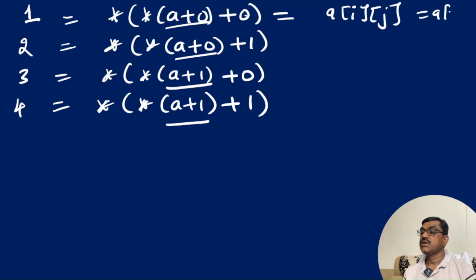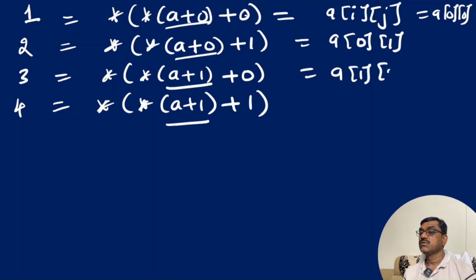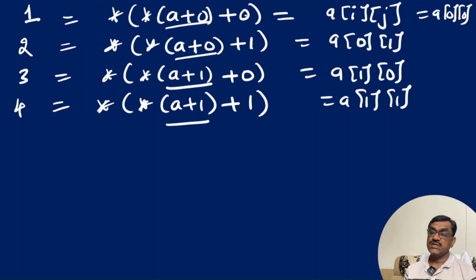In this sense, we can call it a of 0, 0. In this case, it is given as a of 0, 1. And this is a of 1, 0. And this is a of 1, 1. This is a way of accessing the elements by using the array name. I think it is understood how to use the array name, which is pointing to the two-dimensional array. This is very, very important.